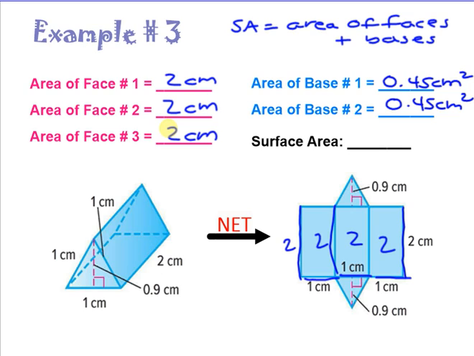Now, all I have to do is add them up. So 2 plus 2 plus 2 plus 0.45 plus 0.45. And you're going to get 6.9 centimeters squared.